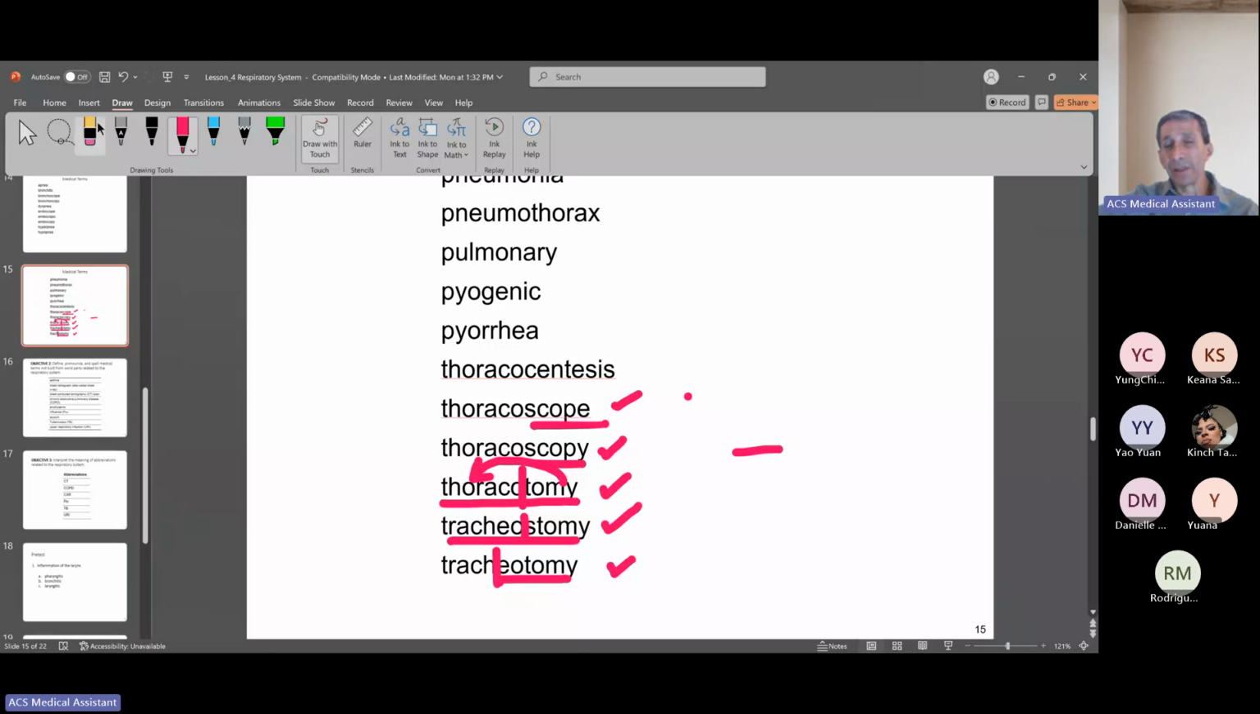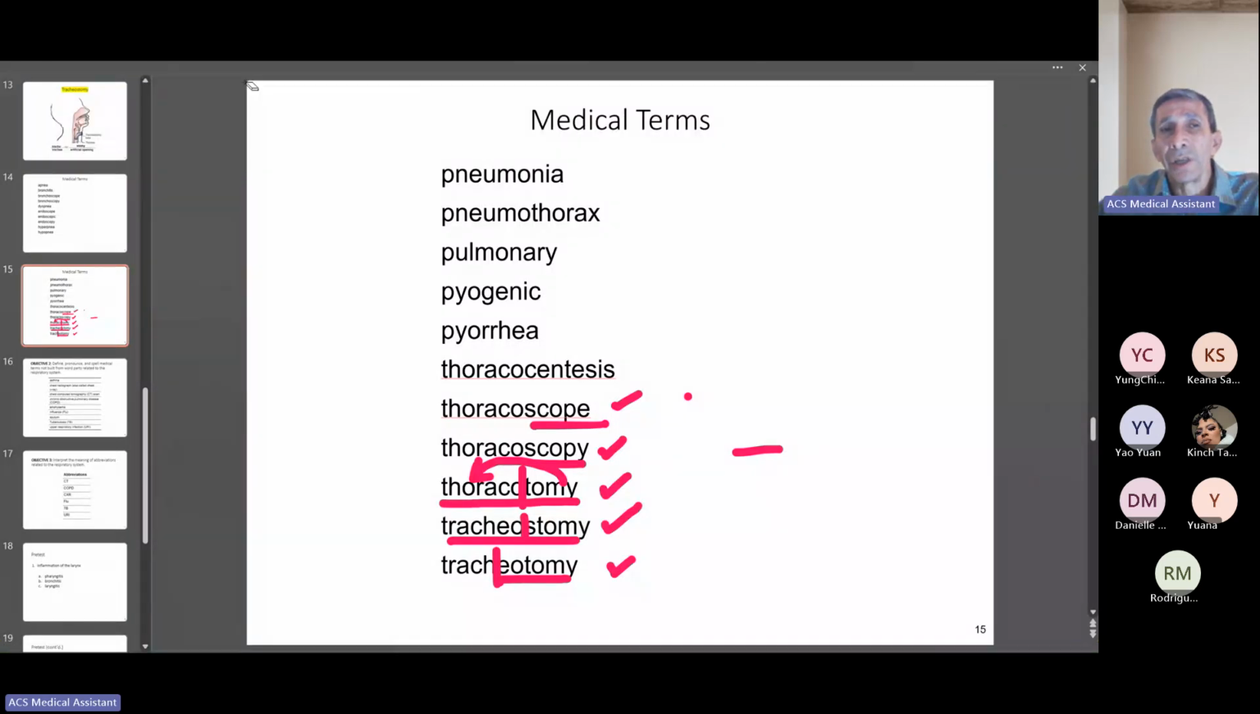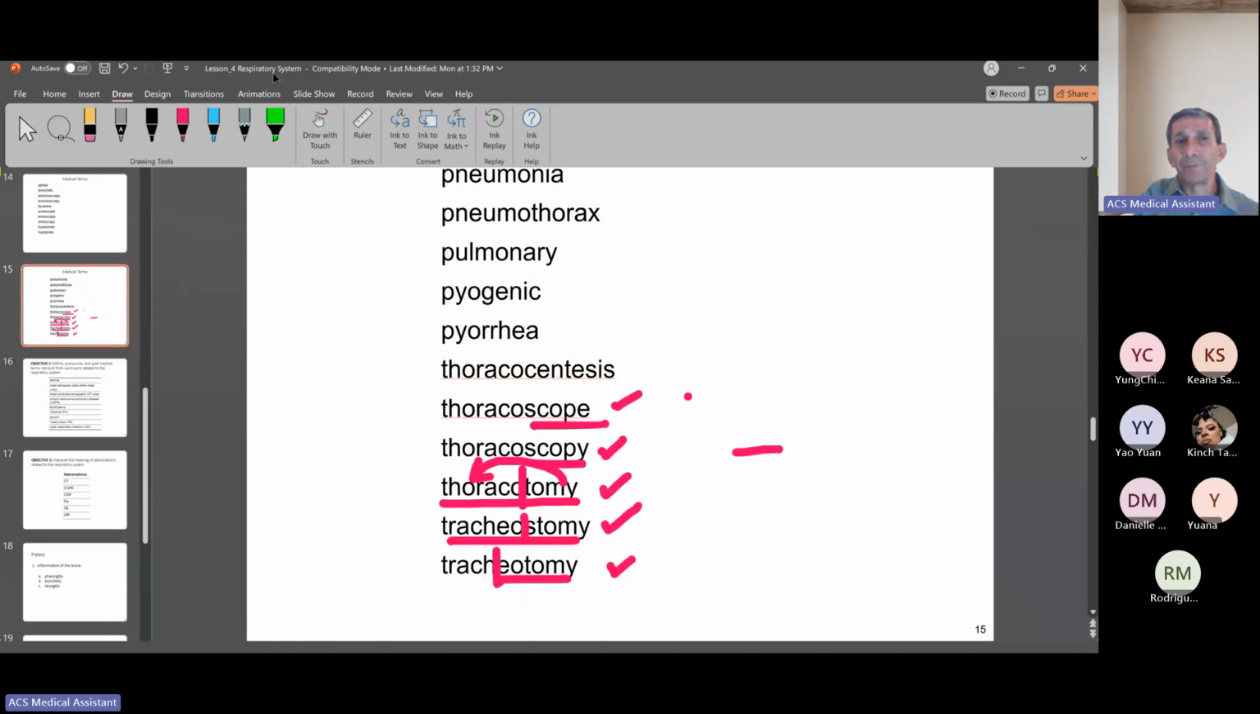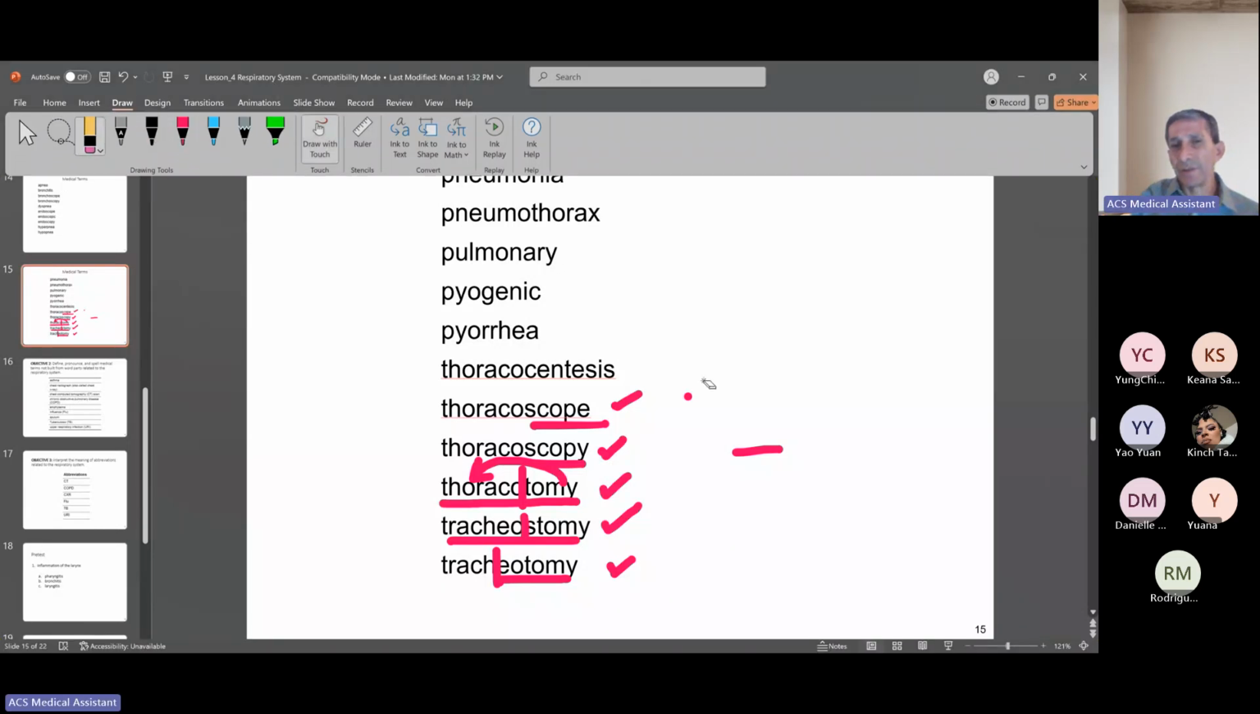We can remove anything from your body that needs to be removed, and it's called ectomy. Or we just make an opening, stomy, or an incision. I don't need to make a hole there. I just need to cut and put something through it or remove something through that incision. So depends on what the need is, what the condition of the patient is. We can use either of these procedures.